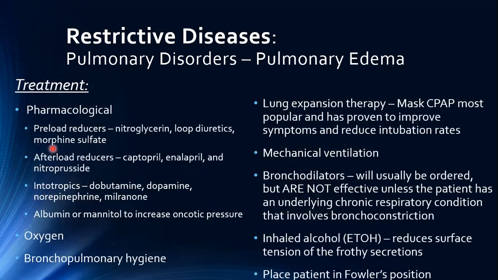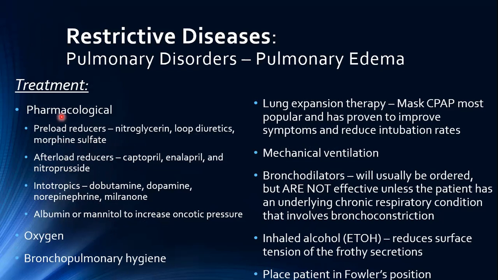We treat it with medicine, right? We can give medicines which are preload reducers, right? Nitroglycerin, loop diuretics, right? Diuretics are drugs we give to reduce fluid, right? So we can give diuretics, we can give morphine. Sometimes they give morphine to reduce the feeling of hypoxia. Then we can give afterload reducers, right? Usually like blood pressure medicines, inotropics, albumin, stuff like that. You don't have to know all of the medicines for pulmonary edema. You learn that a little bit farther along.